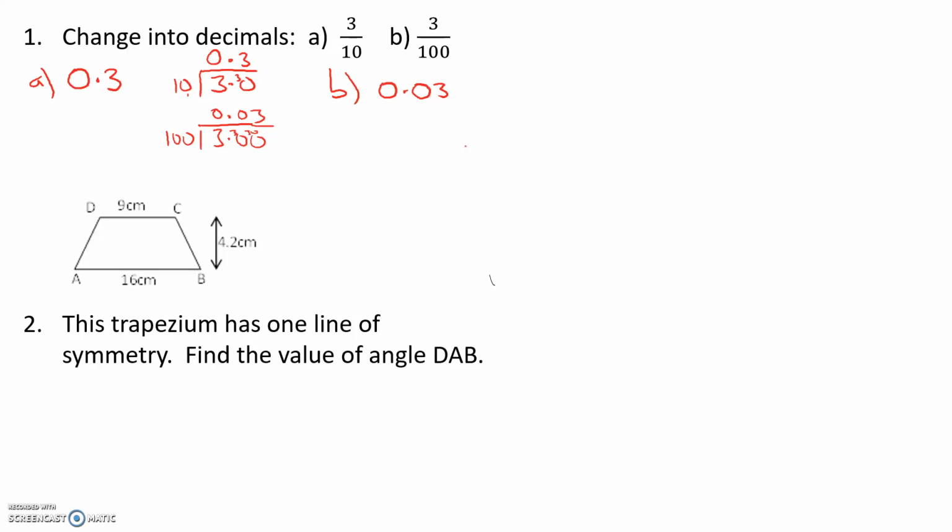Okay, number 2. This trapezium has one line of symmetry. I assume that's got to be there. Find the value of angle DAB. Right, really, this should have an angle symbol or a little angle hat there. Angle DAB. So DAB, that's the letter in the middle. We're looking for that angle.